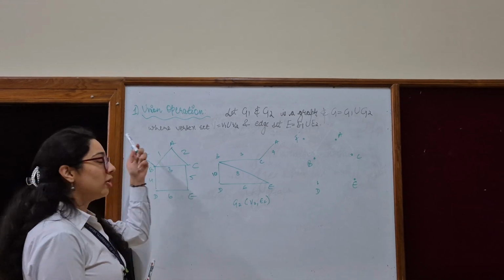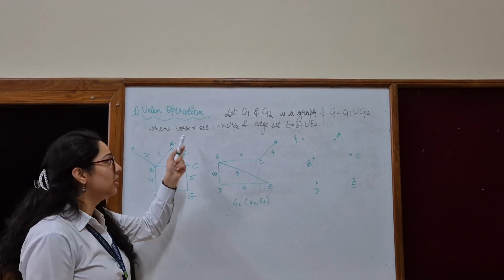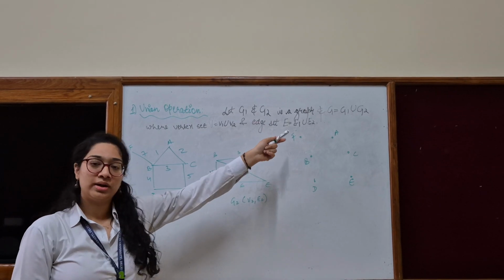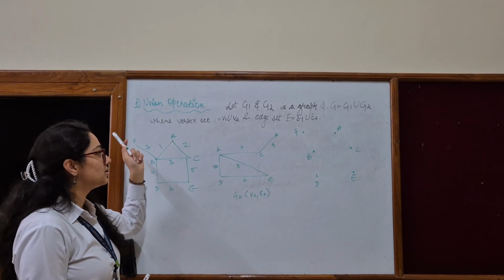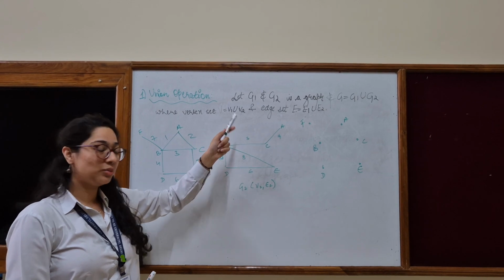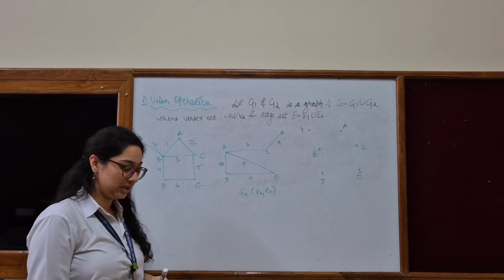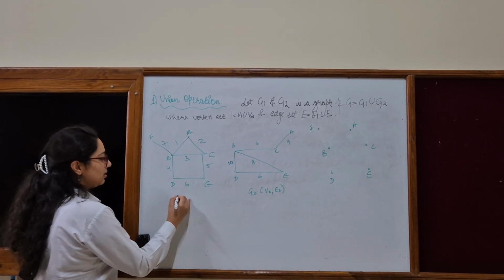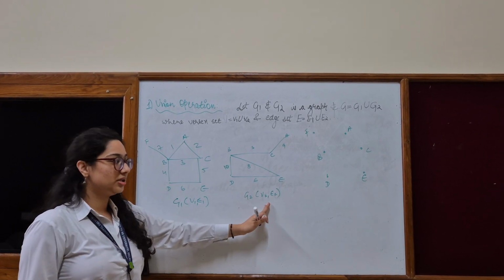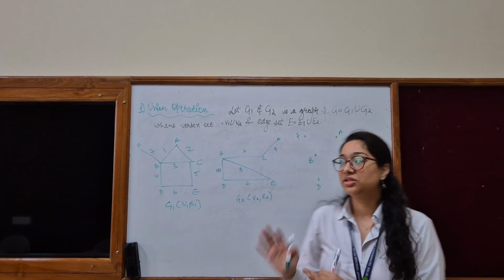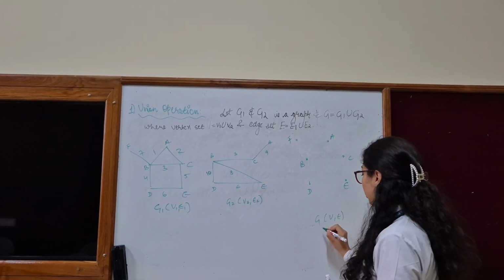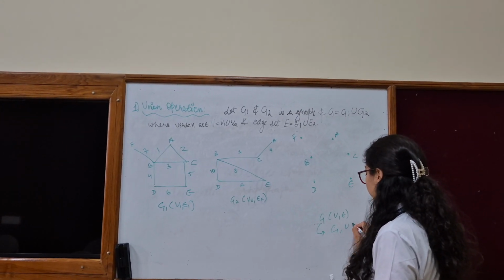The first type of operation is the union operation. We will take two graphs G1 and G2, and G is equal to G1 union G2, where the vertex set V is equal to V1 union V2 and the edge set E is equal to E1 union E2. So we have two graphs here. This is the graph G1 and this is the graph G2. Now we take a graph G, which is the union of G1 and G2.